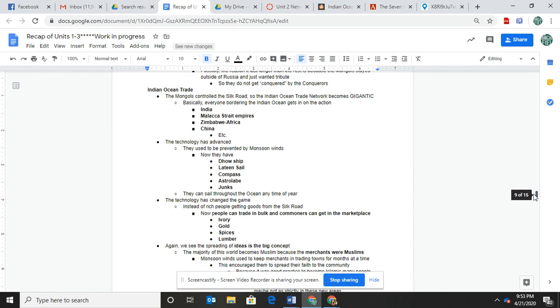I'm going to start out in our recaps of units 1 through 3. It says work in progress. The reason it says work in progress is that I actually made this as we prepared for our final exam in the first semester, so that's kind of what I entitled it. So we're in unit 2. We're going to go through these review units pretty quickly.